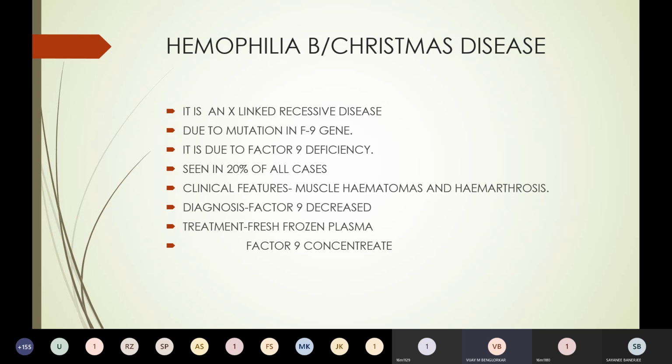It is due to factor 9 deficiency and seen in 20% of all cases. Clinical features: hematomas seen in the muscles and hemarthrosis. Diagnosis is done by estimating the factor 9 levels, which are decreased in these persons. Treatment: can use fresh frozen plasma or factor 9 concentrate.